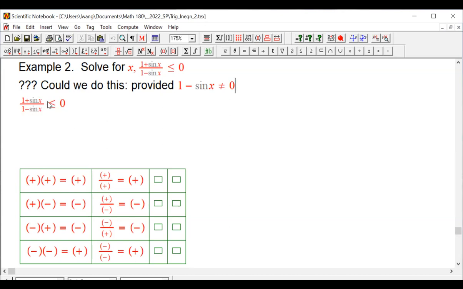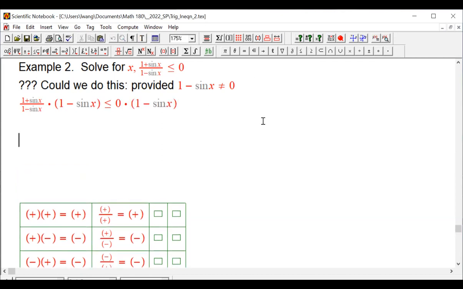Can we multiply both sides by the denominator? Can we multiply this quantity on both sides? Can we?